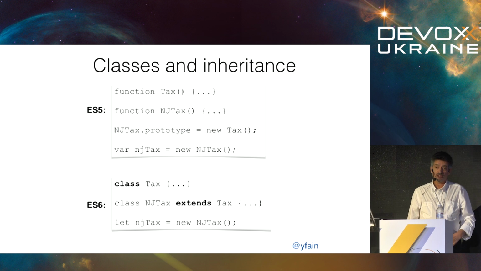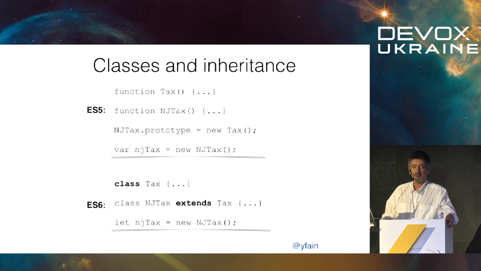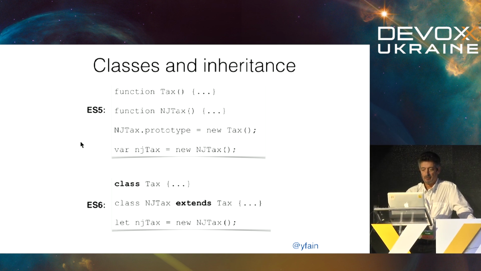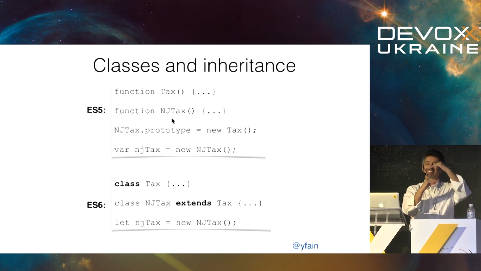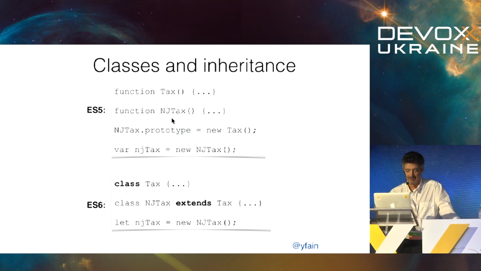Classes. ECMAScript 6 introduced classes, and you can use inheritance. To be honest, under the hood, JavaScript or ECMAScript still uses a different type of inheritance, which is called prototypal inheritance. And this is what is shown on top of this slide. So let's say I have a function Tags. This is an older syntax, ECMAScript 5. I have a function Tags, then I have a function New Jersey Tags, right? And I want to say that New Jersey Tags should be a subclass. There were no classes, a sub-object of Tags.